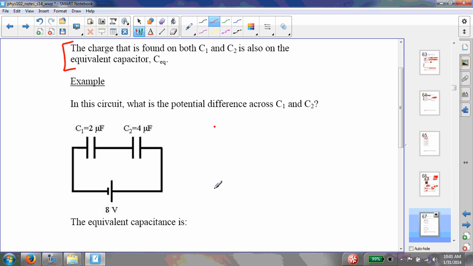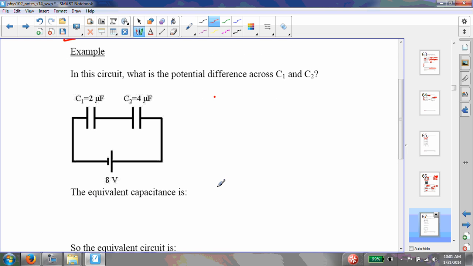Let's do an example. In this circuit, what is the potential difference across C1 and C2? The first thing I want to do is find the equivalent capacitance. And so I'm going to do 1 over 2 plus 1 over 4.